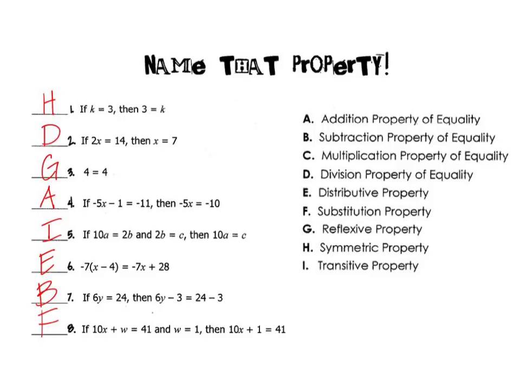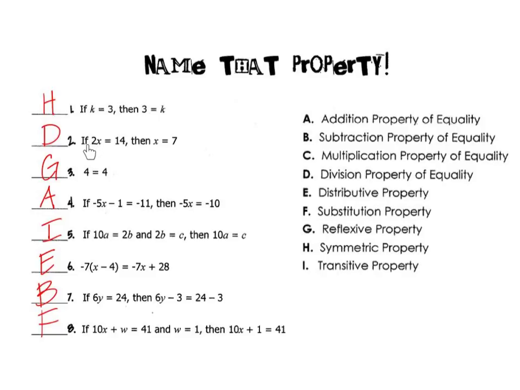So how did we get number 1? Number 1, if k equals 3, then 3 equals k. What we're doing is we're switching them around. So this is just like our example of if a equals b, b equals a. And this would be the symmetric property.